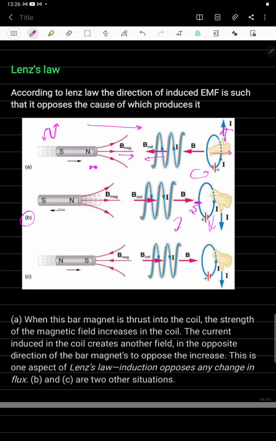Here I have given the explanation of diagram A. B and C are two other situations. You should understand them and write the explanation yourself.